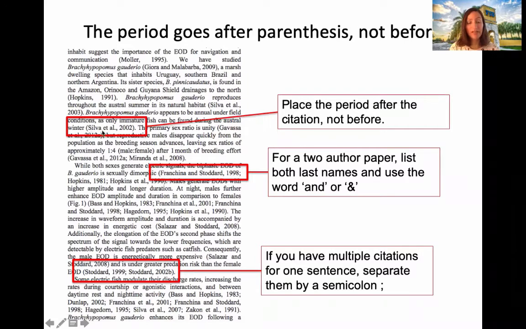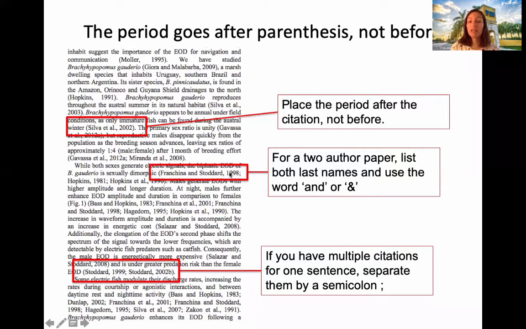So you have Silva et al, that means Silva and collaborators. And et al, since it's an abbreviation, is followed by a period. And then after the period, you have a comma and then the year. If you have 2 authors, then you say Francina and Soder, and then you have a comma and then the year. If you have multiple citations, you separate the individual citations by a semicolon.